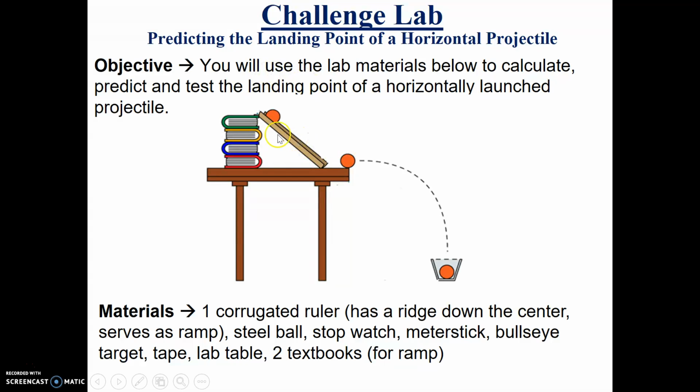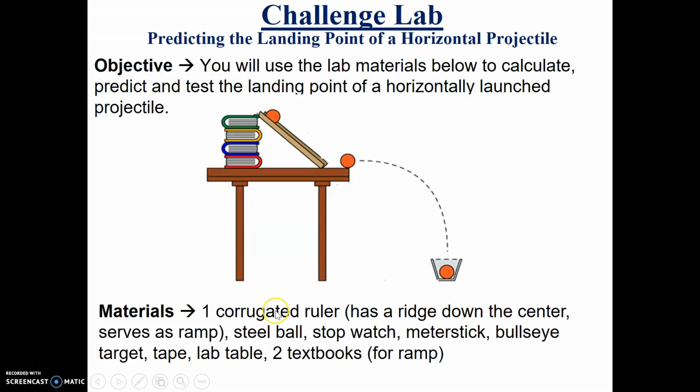You're going to prop the ruler up on textbooks. You're going to get two textbooks to assemble your ramp. The steel ball is going to roll down the ramp, and it's going to roll across the lab table. Your goal is to predict where it's going to land on the floor. Instead of a cup that is pictured in the diagram, you're going to have a bullseye. Just as we did the other lab, if you hit the center of the bullseye, you'll get a perfect score, and then it'll go out from there to determine your grade.